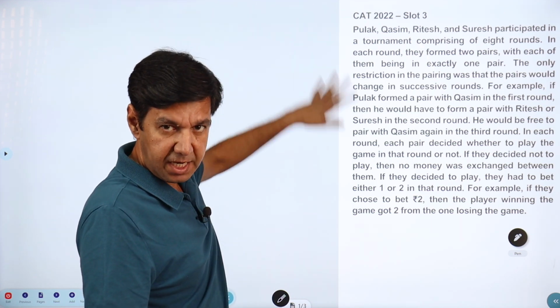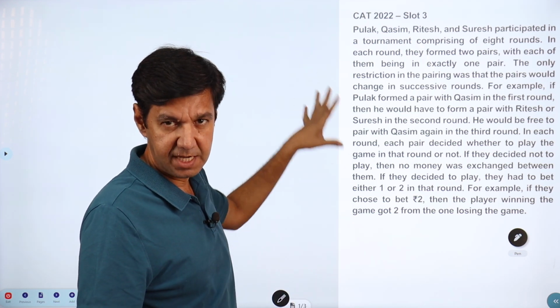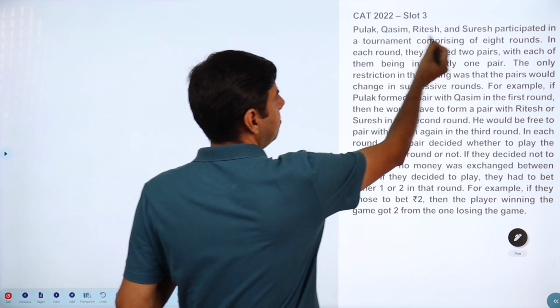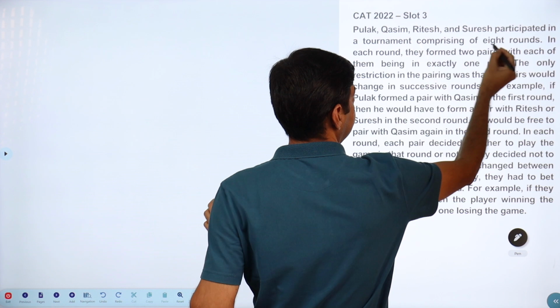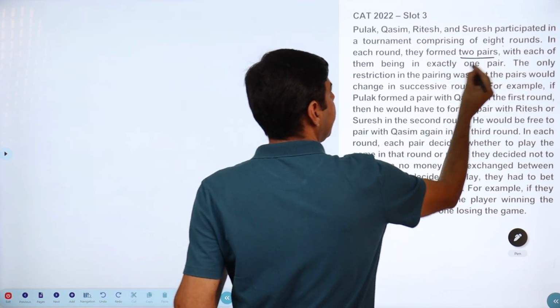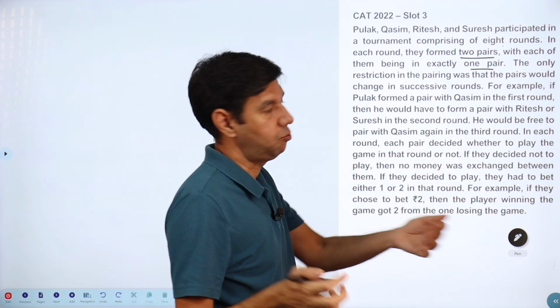You could pause and read through it at leisure. I am going to read it very fast and only the salient points to keep the length of the video short. So there are 4 people, PQRS, they participated in 8 rounds, they are forming 2 pairs and each one is in just 1 pair. So 4 people, they get divided 2 and 2.